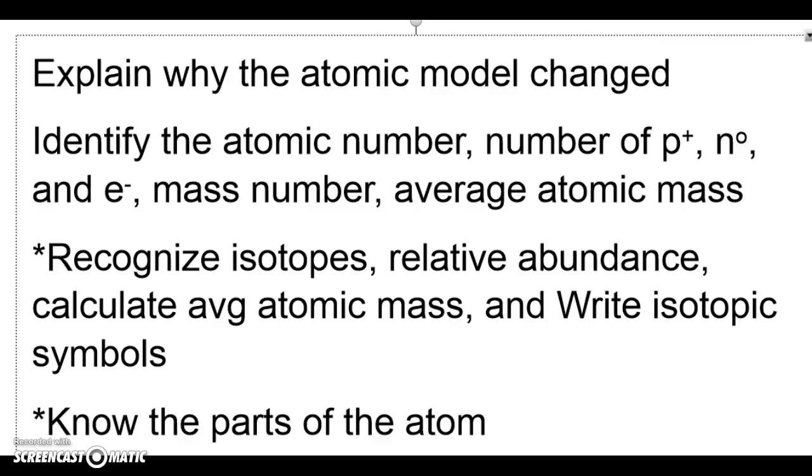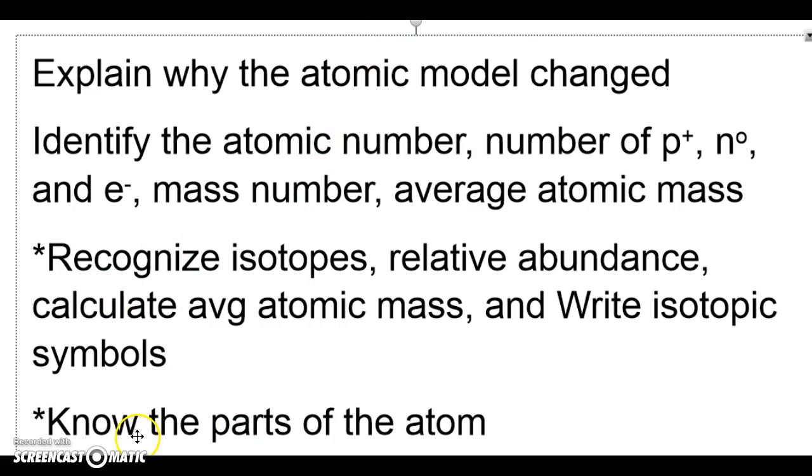Hi, let's review for your Investigation 3 quiz. For your Investigation 3, you need to be able to explain why the atomic model changed over time, be able to identify the atomic number of protons, neutrons, electrons, the mass number, and the average atomic mass for any atom. And that average atomic mass would be the average of the element that atom belongs to. You need to be able to recognize isotopes, relative abundance, calculate average atomic mass, and write isotopic symbols, and know the parts of the atom.